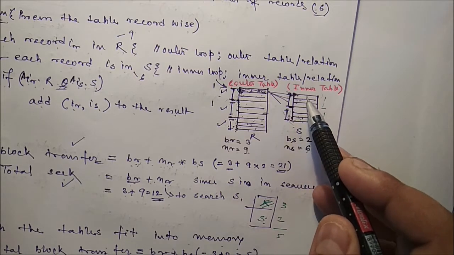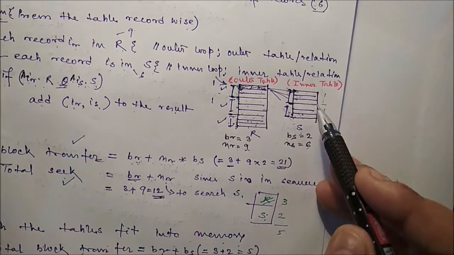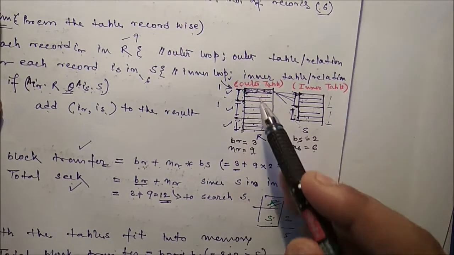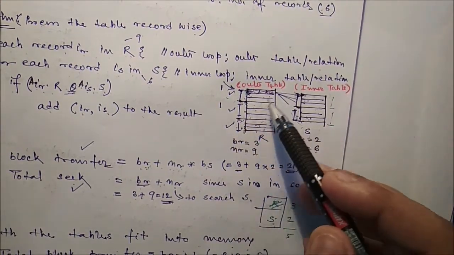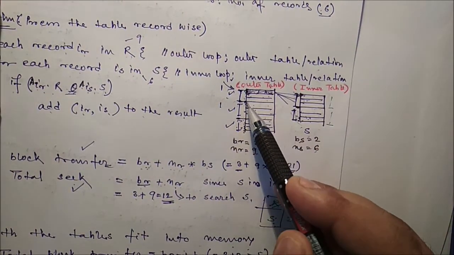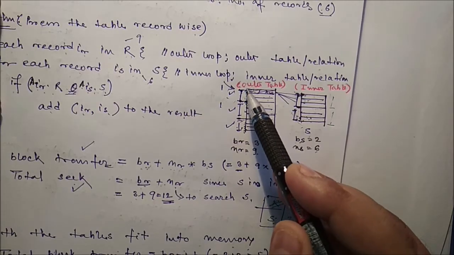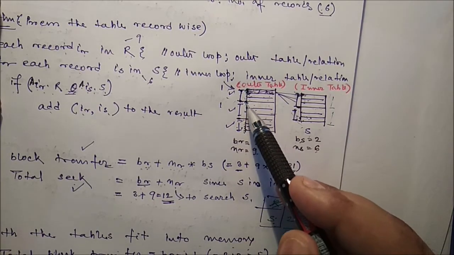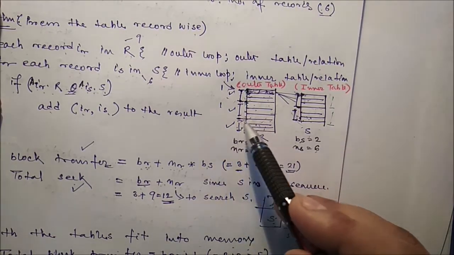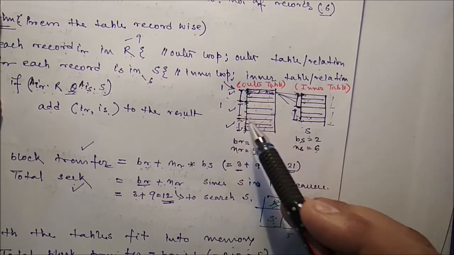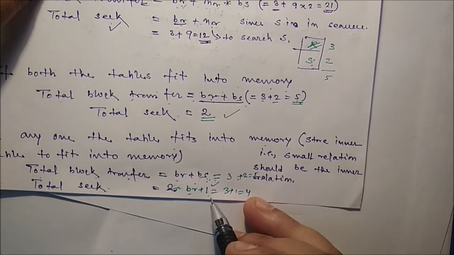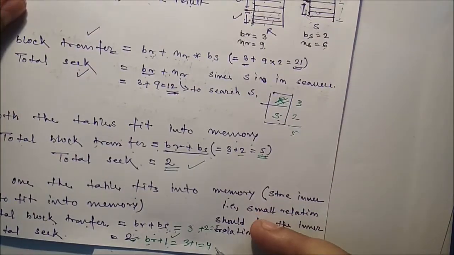After identifying this, we have to transfer this particular memory block into the memory. But here it is not stored in the RAM. So first of all, you have to fetch this particular block, then return back, then identify this particular block, then return back, then identify this particular block, then return back. So total seek time will be what? BR plus 1. So BR is equal to what? It is 3 blocks are there. So 3 plus 1, it is 4.